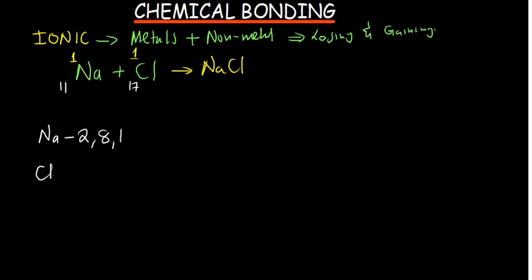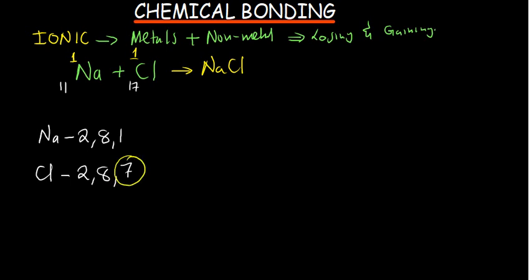And then chlorine, electron configuration is going to be, the first shell can only have 2 electrons. The next shell can have 8 electrons, 2 squared is 4, times 2 is 8. So I've got 2 plus 8, that is 10, but we have got 17. How many are remaining? We are remaining with 7.